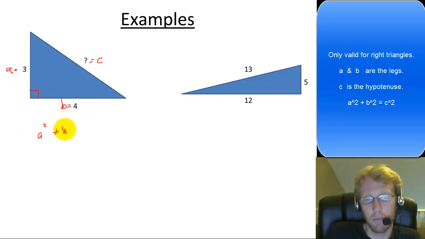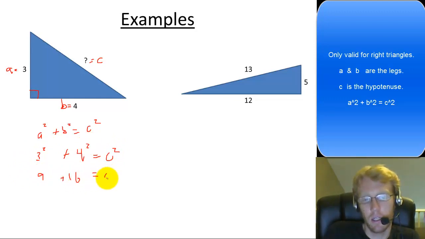A squared plus B squared equals C squared. Plug in our numbers. 3 squared plus 4 squared equals C squared. 3 squared is 9. 4 squared is 16. Add these together and you get 25. Take the square root and you get 5.